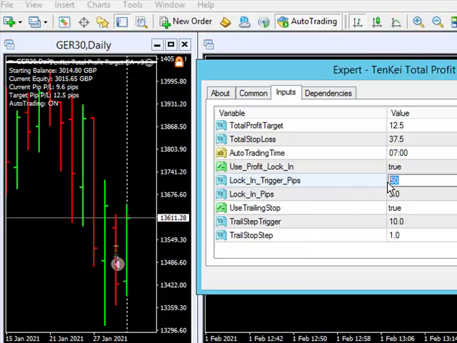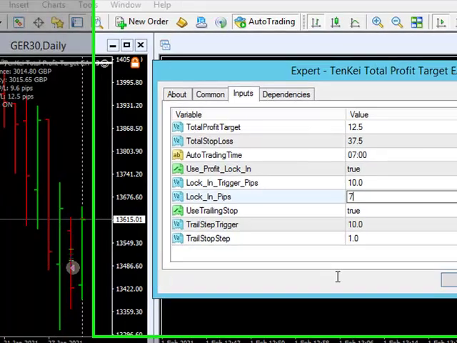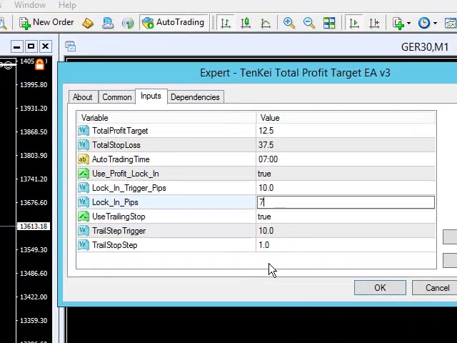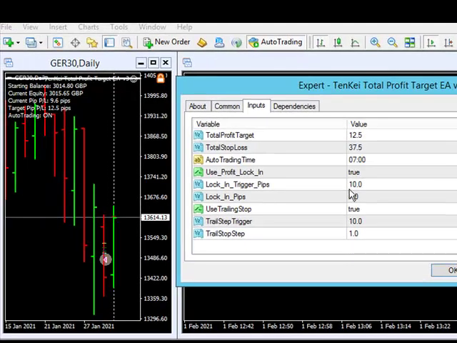So this lock-in trigger pips can be set to whatever figure you want. Let's say we set it to 10, and then the lock-in pips could be 7. That means once the market moves up or down in your favor and hits 10, I want to lock in 7 and allow it to continue moving up. This function of it moving up or down we shall cover in another video. But for now, let's set this back to 3 and 3.